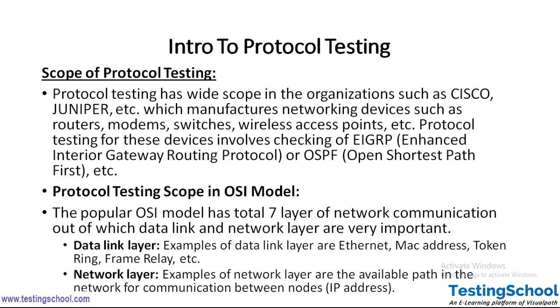Examples of the data link layer are Ethernet, MAC address, token ring, frame relay, etc. Examples of the network layer are the available paths in the network for communication between nodes, so IP address and you can say routing protocols also.